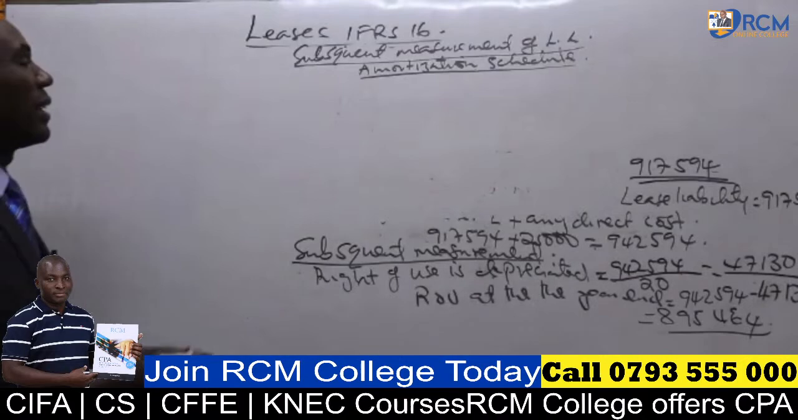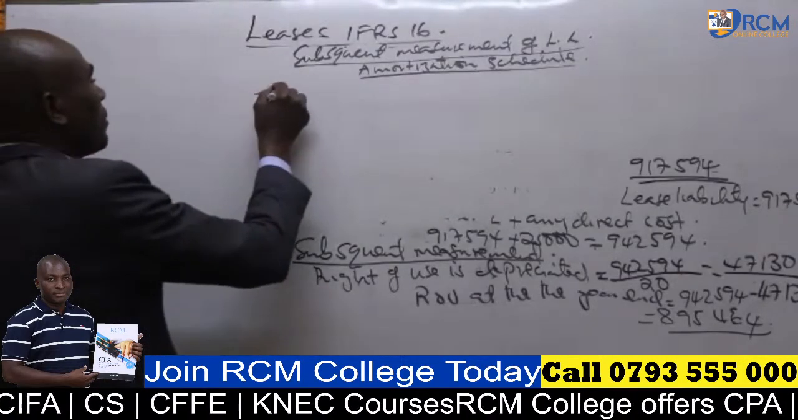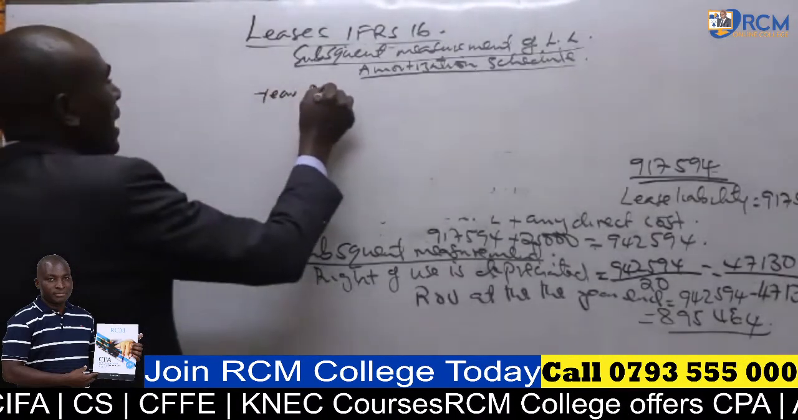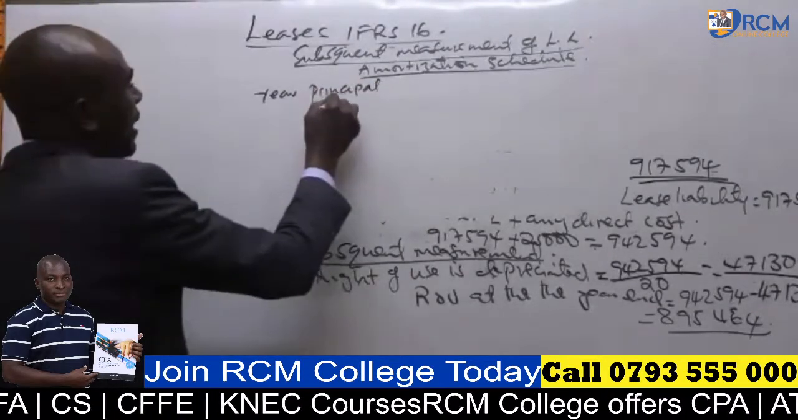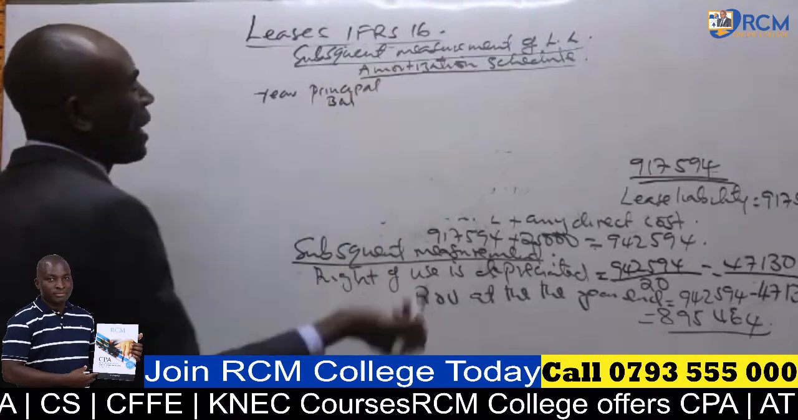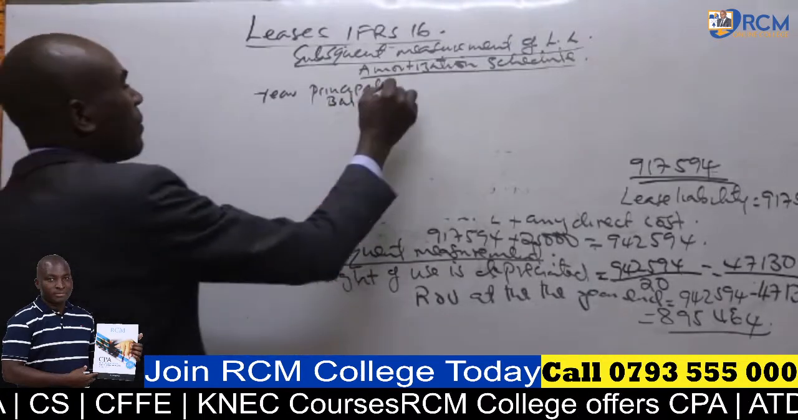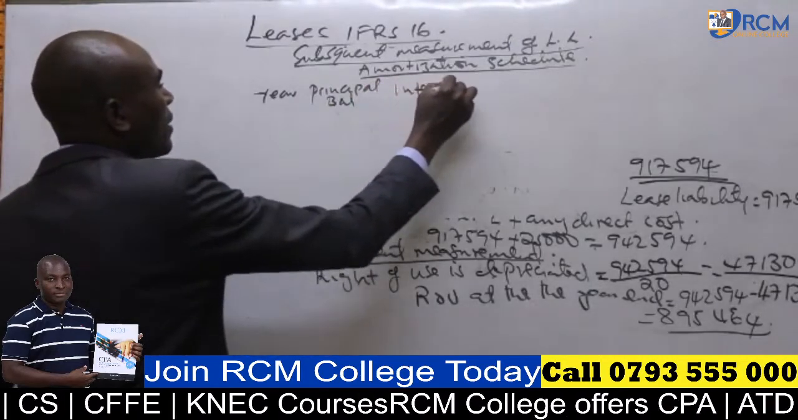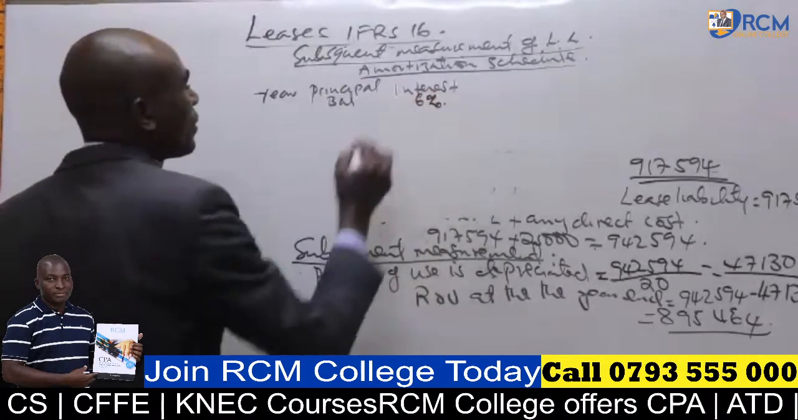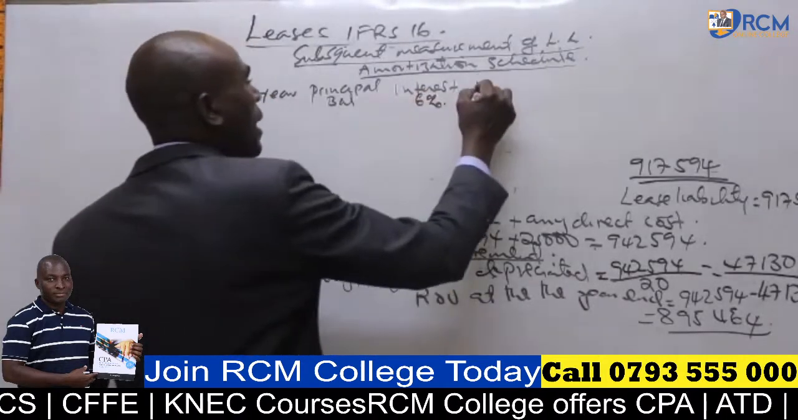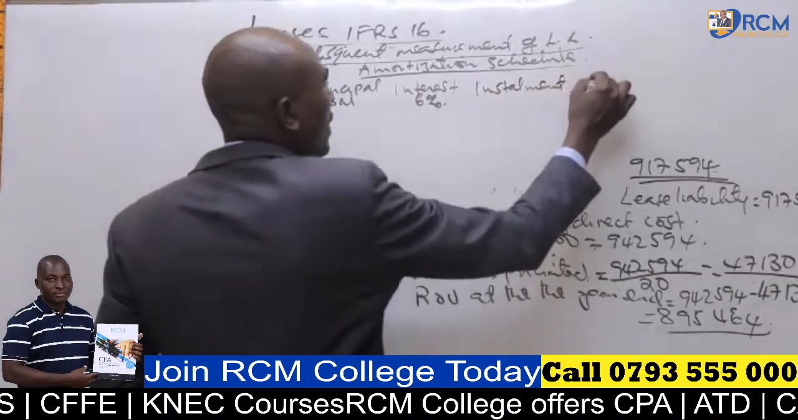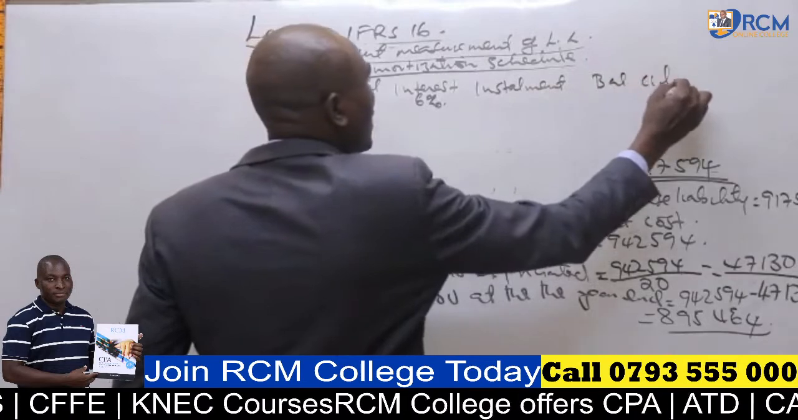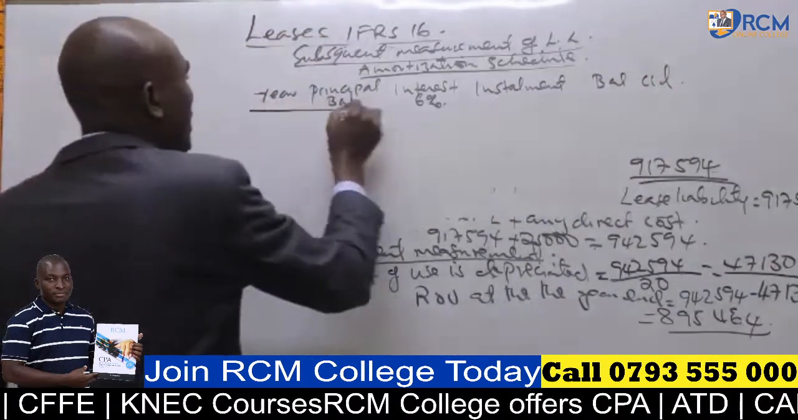For 1 year. Therefore, I say year, principal balance, that is the original lease liability. Because payments are made at the end of the year, I bring interest, which is 6%. Then I bring the installment, then balance carried down.